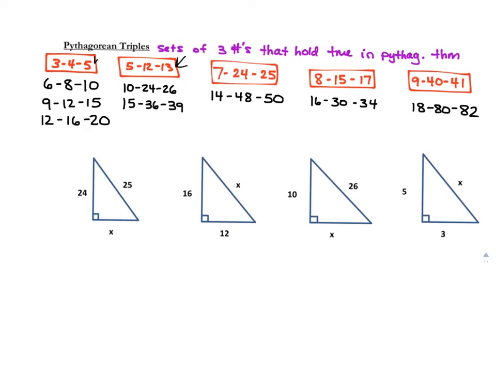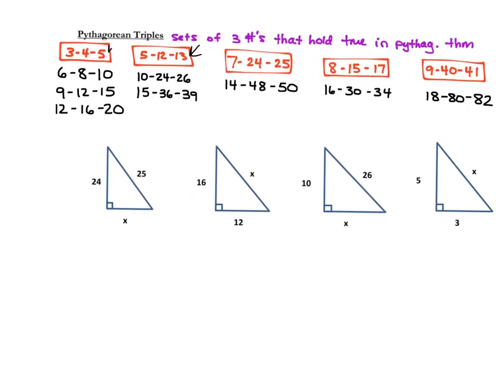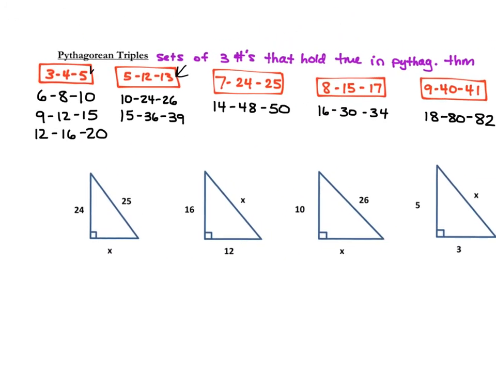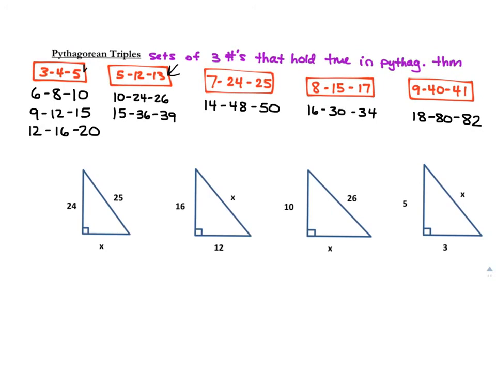My first one's easy. Look at it. The first one. What kind of triple is this? There's a 24. The hypotenuse is 25. Ding, ding, ding. Automatically, it's a 7, 24, 25. Okay? I do not need to do the Pythagorean theorem. I can just say, hey, it's a triple. I know x has to equal 7.